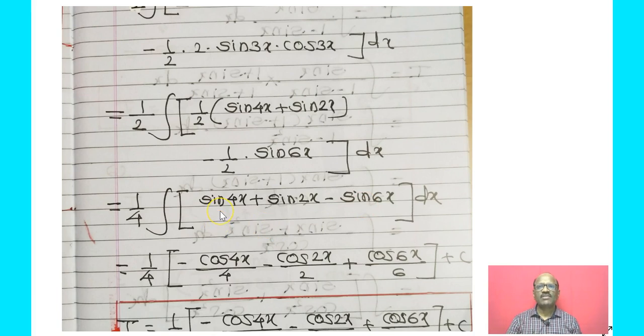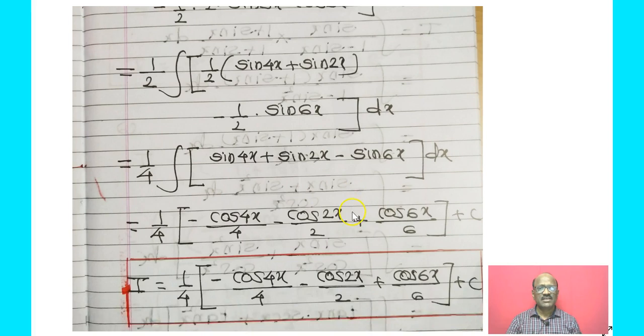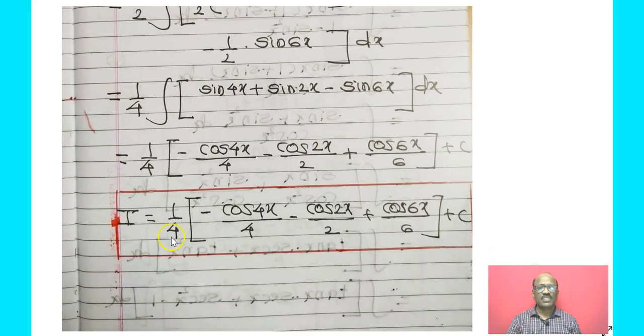Now the integral of sin of 4x is minus cos of 4x upon 4. Sin of 2x gives minus cos of 2x upon 2, plus cos of 6x upon 6, plus c. In this way, you are getting I is equal to 1 by 4 times minus cos of 4x upon 4 minus cos of 2x upon 2 plus cos of 6x upon 6 plus c.